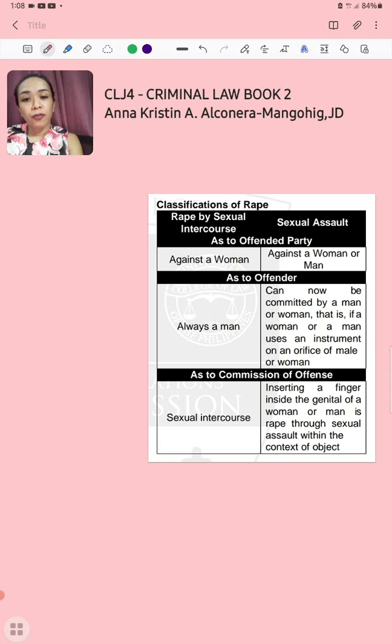If in terms of sa offender, sa rape by sexual intercourse, it is always a man. No? Lalaki lang ang pwedeng maging offender or maging liable under rape by sexual intercourse. If the crime is rape by sexual assault, pwede siyang makomit ng man, pwede siyang makomit ng woman.